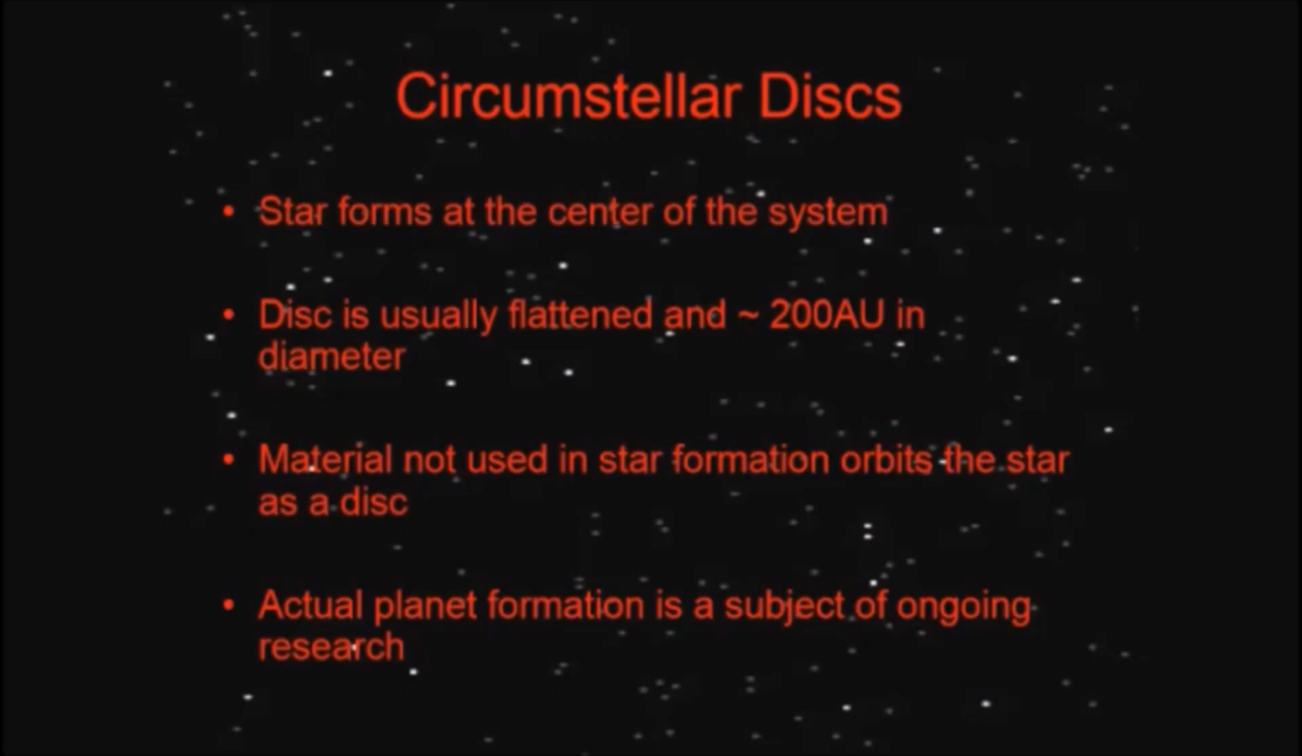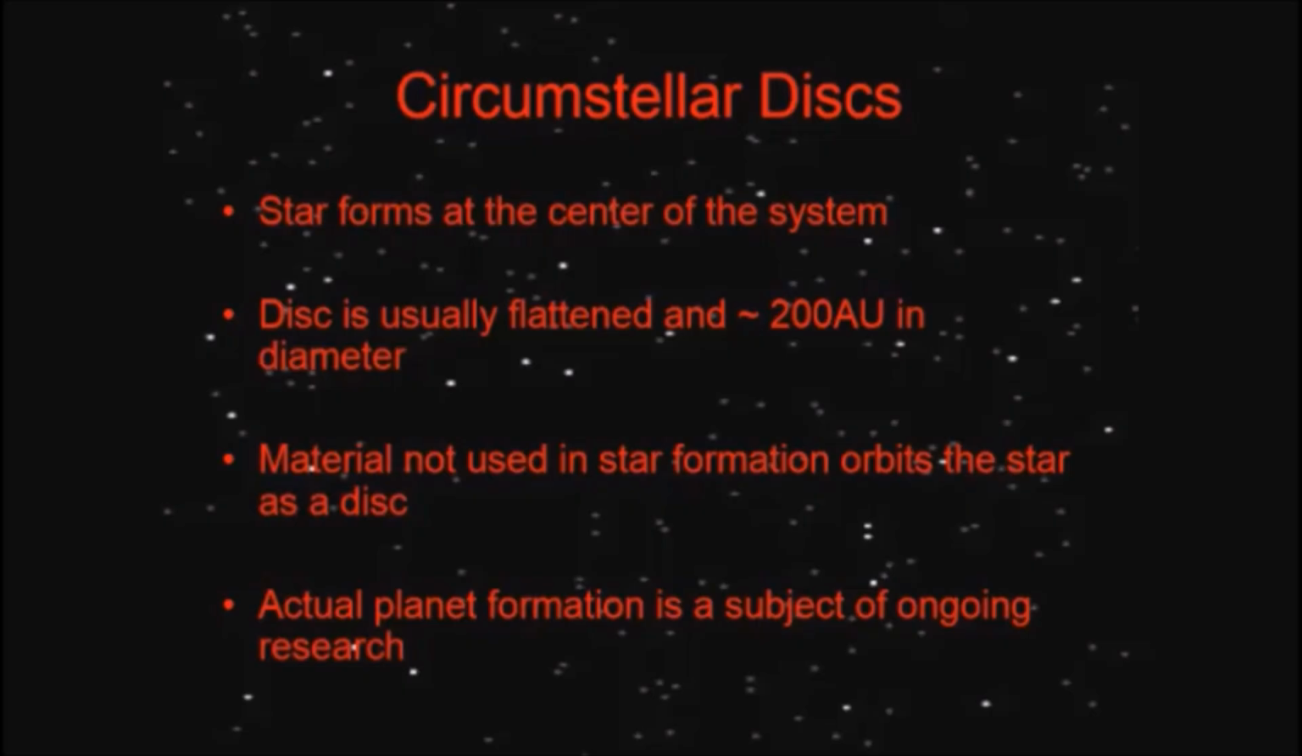So a star forms at the center of the system. The disk at this point is usually flattened out and is about 200 astronomical units in diameter. So remember, the radius of the Earth orbit is 1 astronomical unit. So this is huge. So the material that isn't used in the star formation is orbiting the star's disk, and that's what your planets form from.